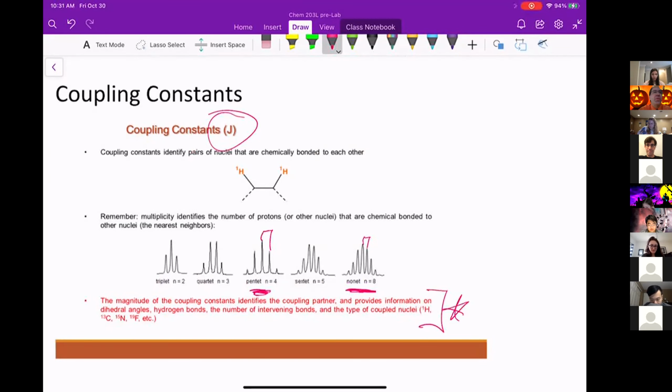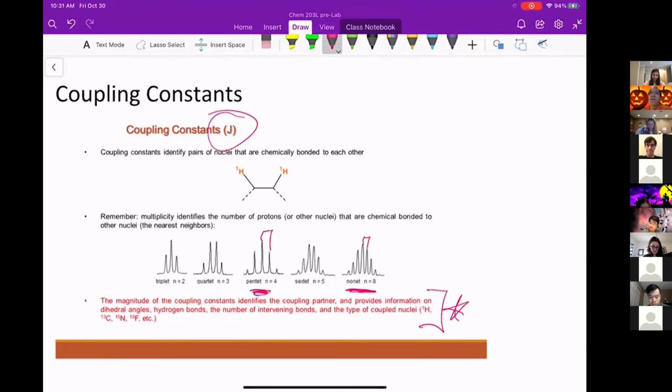And this red paragraph at the end is really important here. The magnitude of the coupling constant can give us a lot of information. It can tell us what it's bonded to, what type of atom: proton versus nitrogen versus carbon versus fluorine. It can tell us the angle, actually. That's kind of odd, but the dihedral angle influences the coupling constant. It can tell you if there's hydrogen bonding, how many bonds are in between. So the coupling constant can actually give you a lot of information. We're not going to delve too deep into it. If you want to take an advanced organic course or spectroscopy course, you can spend a little more time in there because it is interesting.